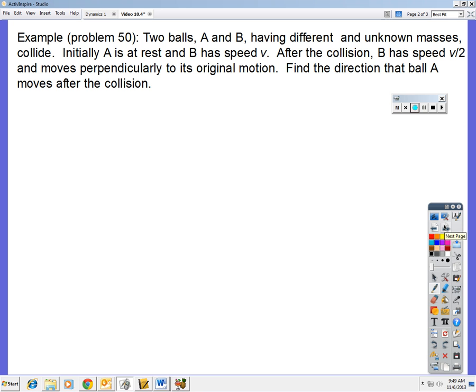Here's an example. You have two balls, A and B, with different and unknown masses, that collide. Initially, A is at rest and not moving. B has speed v before the collision. I'm just going to say v is moving in the positive x direction. After the collision, B has speed v2, and it's moving perpendicularly to its original motion, so we'll say it goes upward.